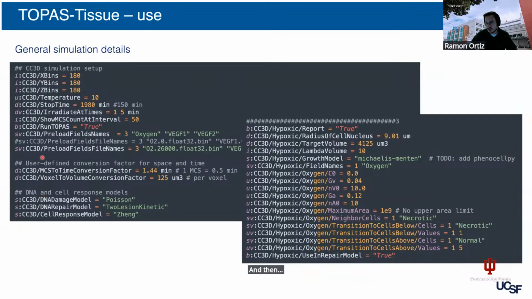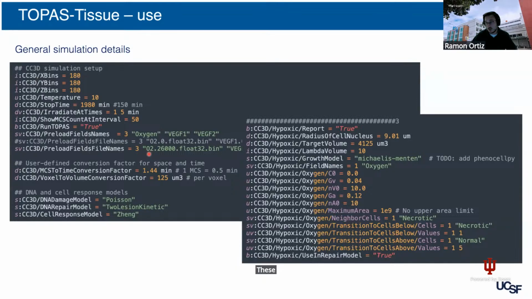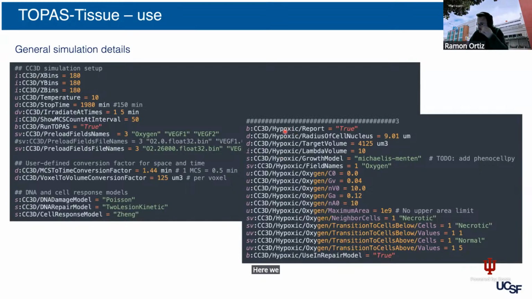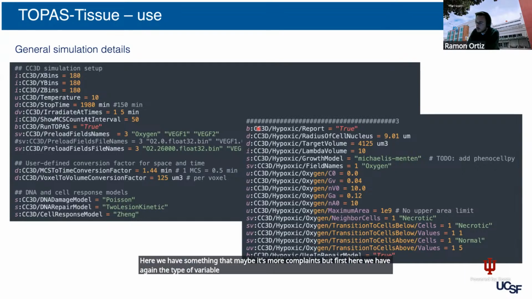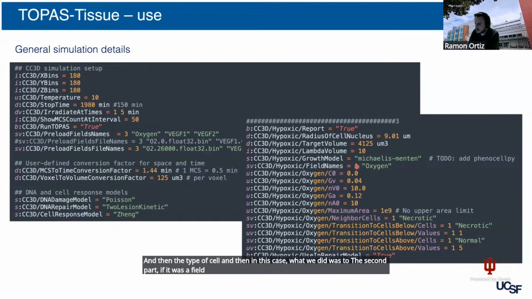Then in this case, it was very preliminary, but we have different parameters that are built in these systems that will then convert these parameters into computational simulation files for the simulation in CompuCell. Here we have something that is maybe more complex, but first we again have the type of variable, the part of the module that will be analyzed, and then the type of cell. And then in this case, what we did was the second part, if it was a field, that is defining this list of fields.